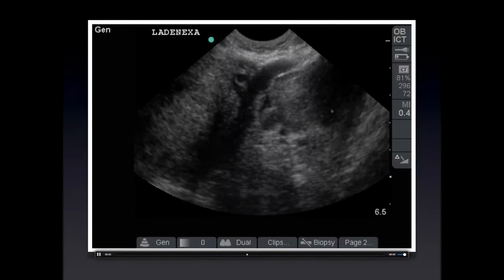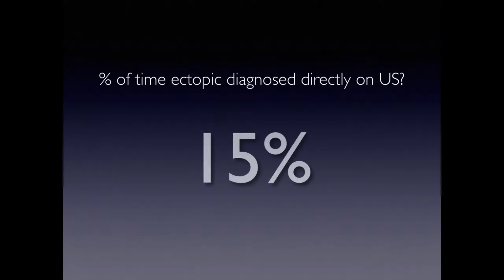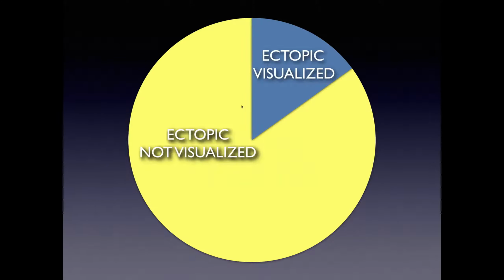So what percentage of the time are we actually able to directly diagnose an ectopic pregnancy? It's only 15% of the time. That means the vast majority of the time we diagnose ectopic pregnancy through inference, meaning through high-risk ultrasound findings such as free fluid, adnexal masses, tubal rings, or through laboratory evidence such as lack of appropriate rise of the beta-HCG. So here's another look at that perfectly visualized ectopic pregnancy.